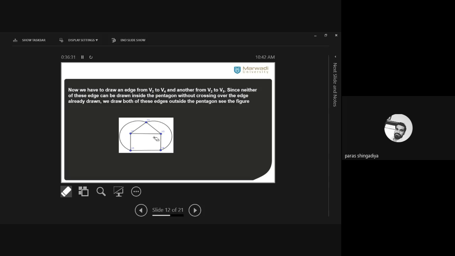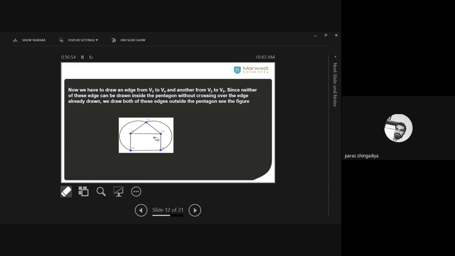Clear? Now which connections are remaining? Between V1 and V4, this edge is remaining, and between V3 and V5. Clear? These two connections are remaining to make the K5. V1 and V4, and V3 and V5. These two edges are remaining to make a K5.